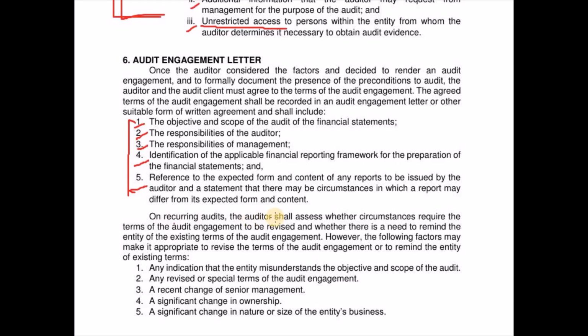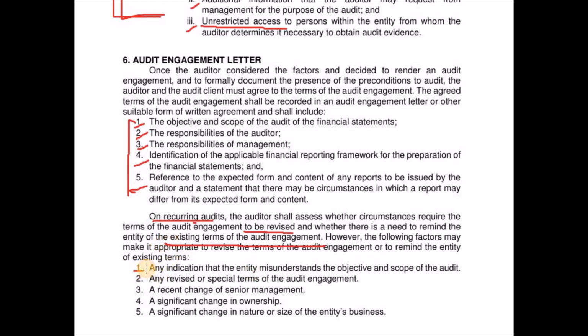Sa recurring audits pod, the auditor shall assess whether the circumstances require the terms of the audit engagement to be revised, and whether there is a need to remind the entity of the existing terms of the audit engagement. However, the following factors may make it appropriate to revise the terms of the audit engagement or to remind the entity of the existing terms.